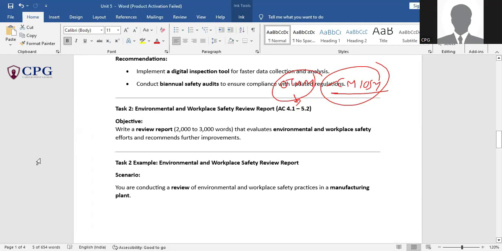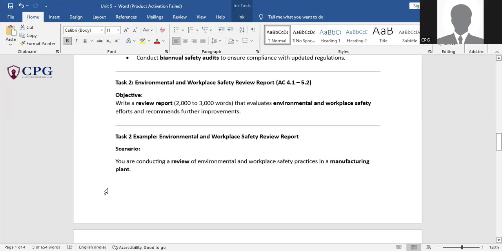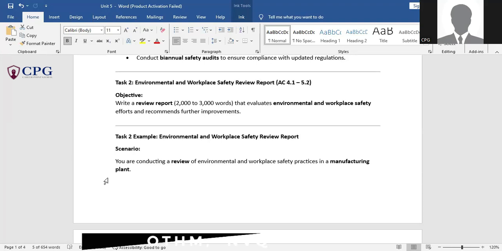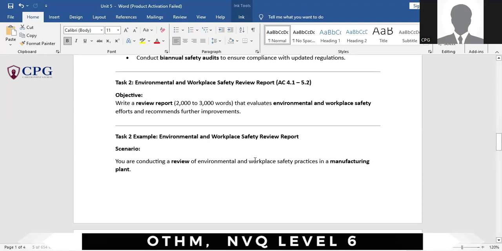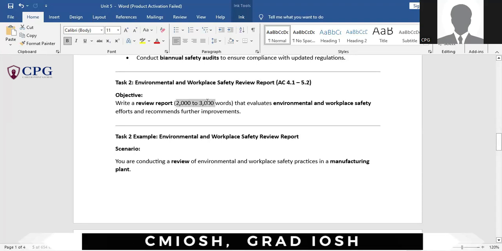So this is the best thing when you are doing this OTHM level 6 diploma. Now, task two is more about the environmental and workplace review report. So this is more about practical, because in a workplace review report, you are identifying the gap, what is there at the workplace, and then you have to write it up. Okay. So for the environmental and workplace safety report, you are actually writing a report worth 2000 to 3000 words.